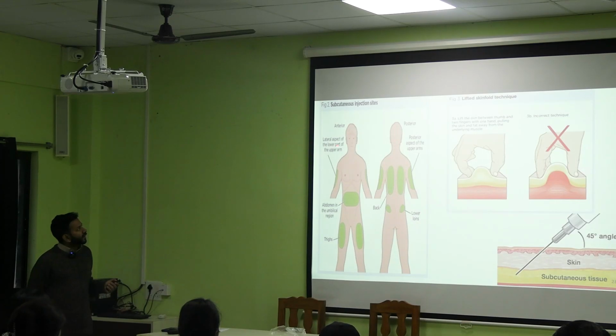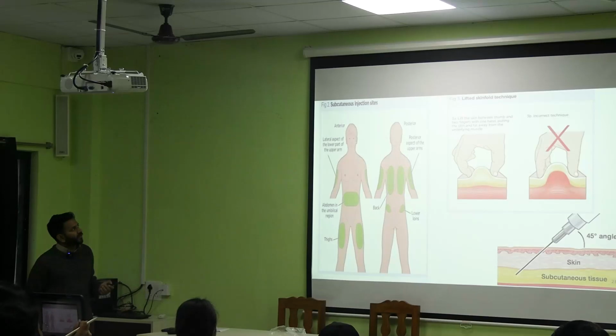You see the lateral aspect of the lower part of the upper arm. Abdomen in the umbilical region, where mostly insulin injections can be given. Thighs, then back, lower loins.